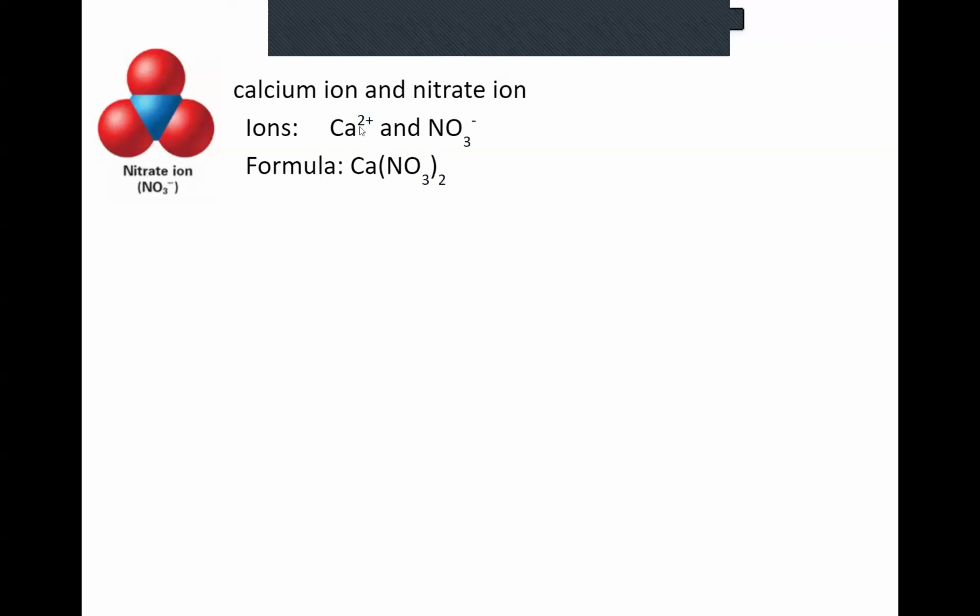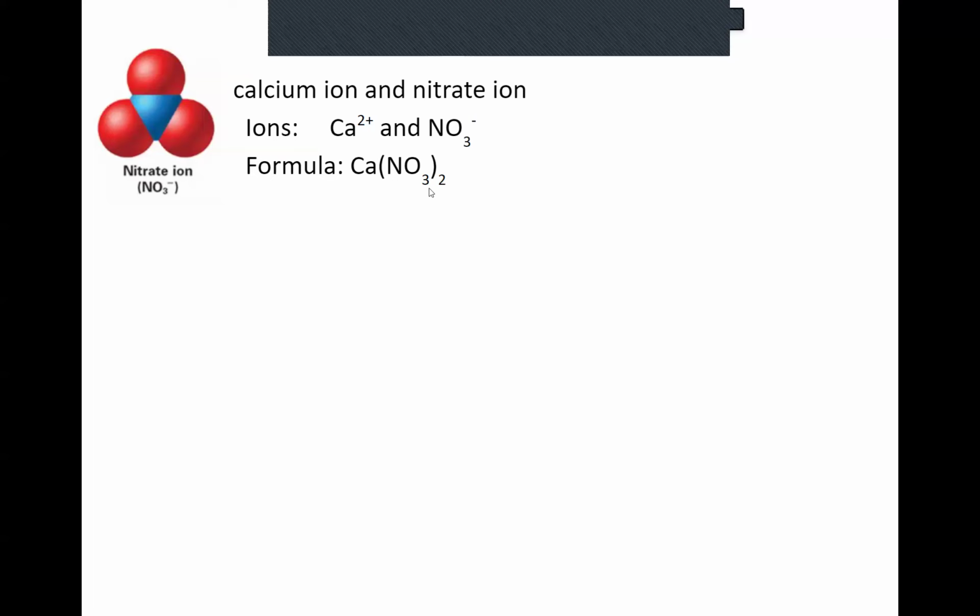Because calcium ion's a 2 plus and nitrate ion is a 1 minus, it takes 2 nitrate ions to cancel out the charge of 1 calcium. Now, the way we write the formula is interesting. Because NO3 acts as one single ion, it's a group, but it's one single ion, we put that formula NO3 in parentheses, and then outside the parentheses, we put the 2 to indicate that there's 2 of them.